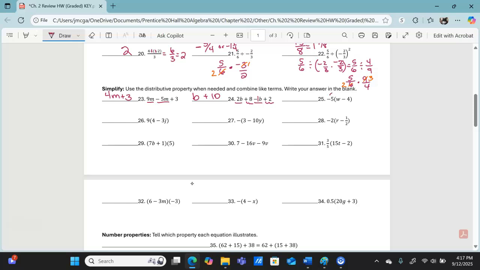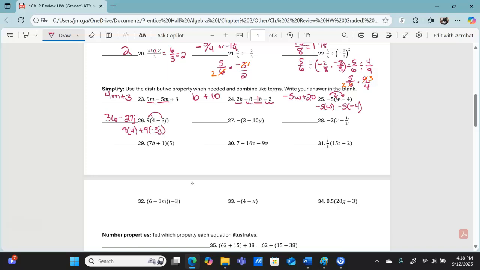On this one, we're going to use the distributive property. -5 times w is -5w. -5 times a -4 is a +20. This is what I did to get that. 9 times 4 is 36. 9 times -3j is -27j. Again, this is what I did to get that.